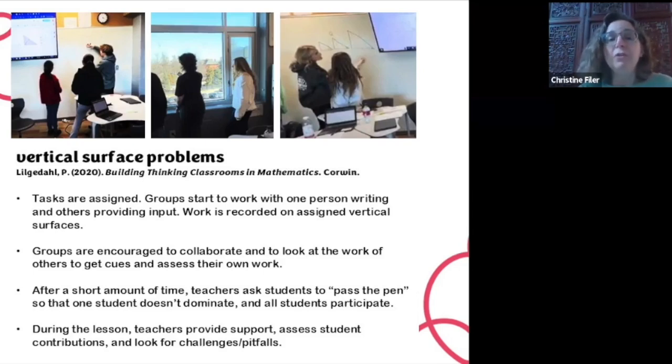And whenever we do a vertical surface problems activity, when we look around the room, there's always 2 or 3 different strategies that students use to find that exact same correct answer. And it really lets them know visually that this is not just one path, that there are different paths that each group can take, and they will all get to that same place.